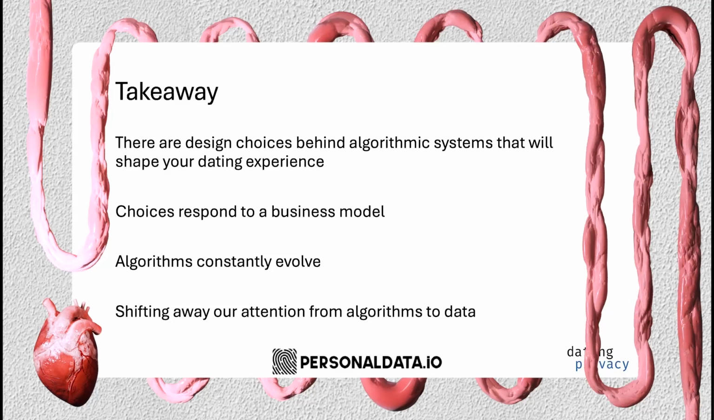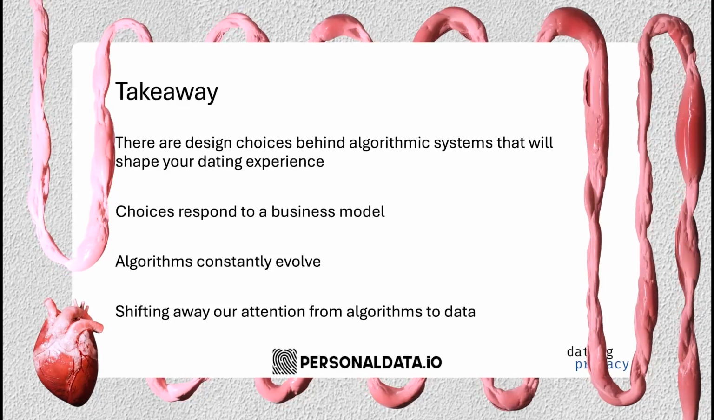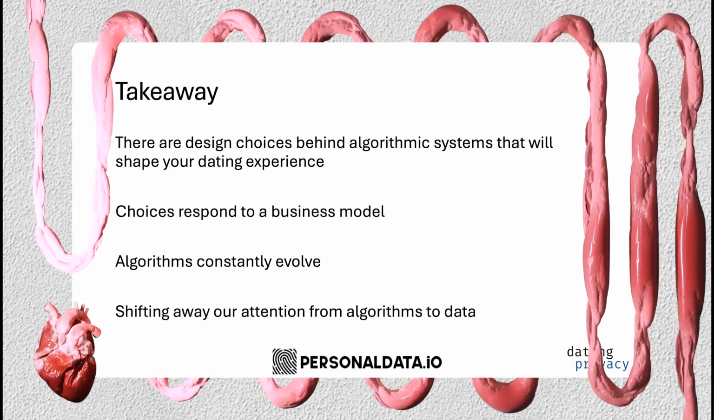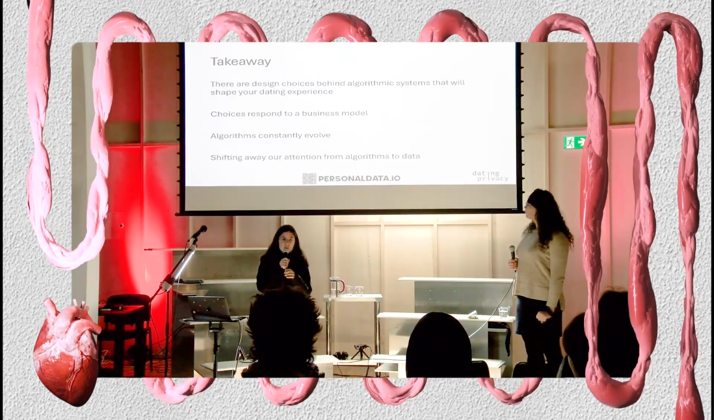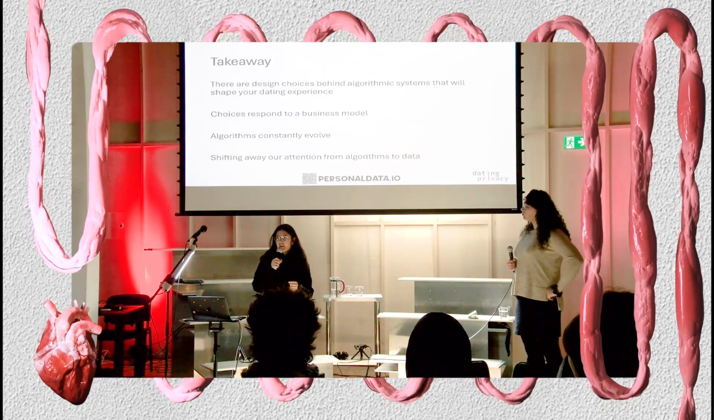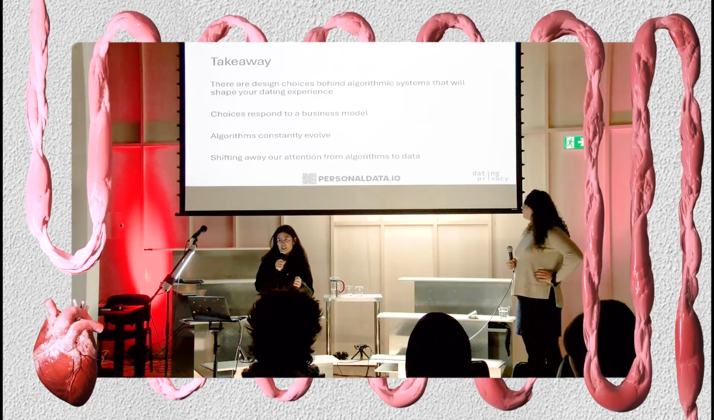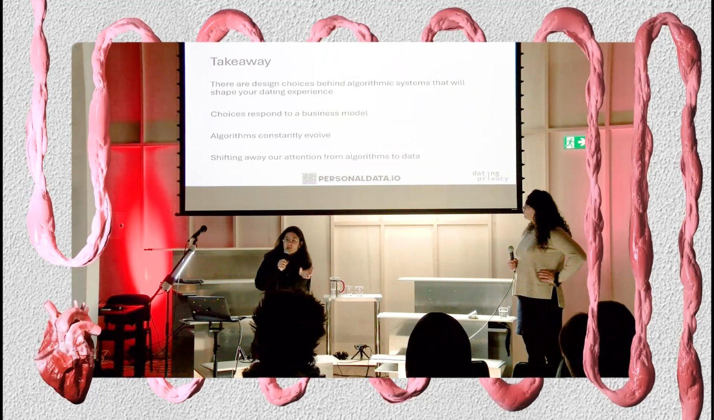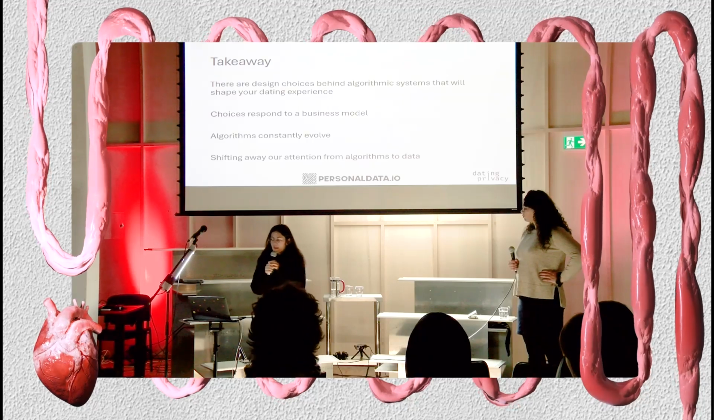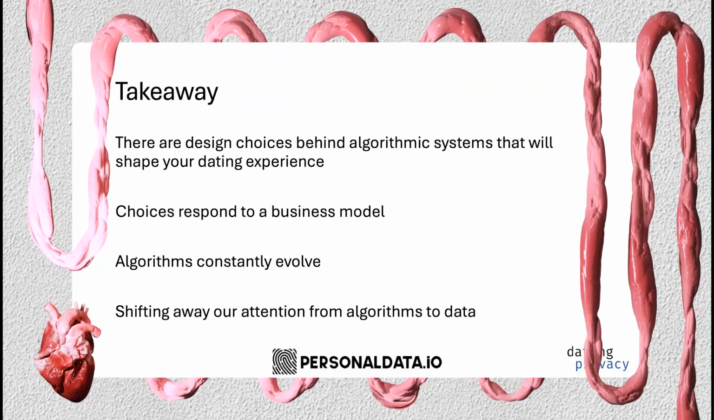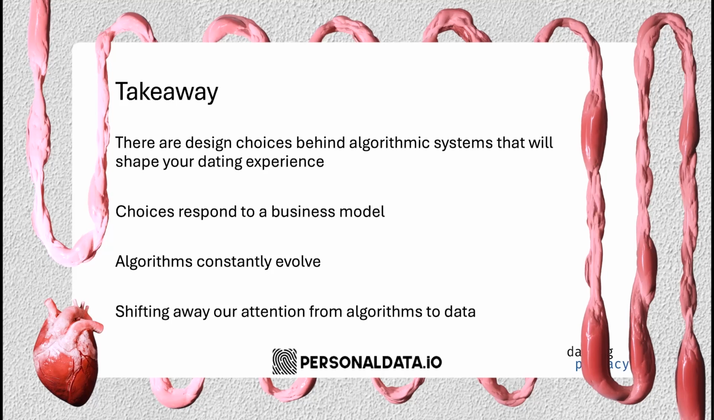Takeaway: there are design choices behind algorithmic systems that will shape your dating experiences. These choices often respond to a business model, and I have seen it in my interviews with developers. Men pay for the services on dating apps more often, so we shape the technology towards men that are paying, because they are more profitable users, right? Algorithms constantly evolve, so I propose to shift our attention from algorithms to data, because data can tell us more about how we're directly affected by these systems.